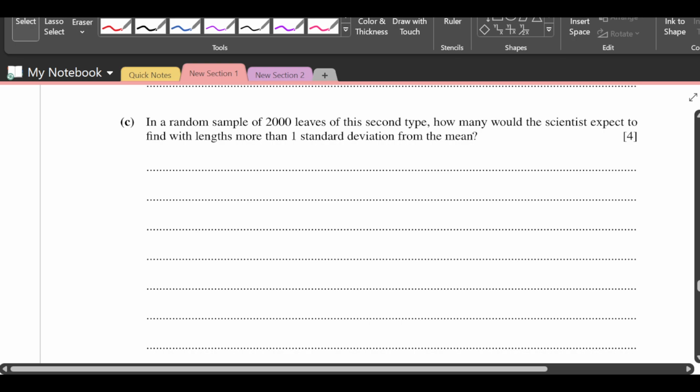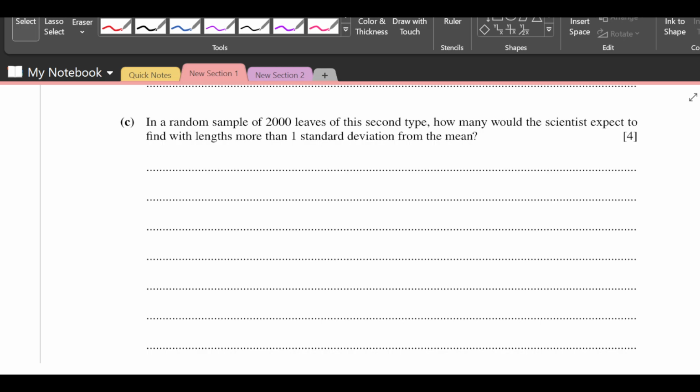Now part C. In a random sample of 2000 leaves of this second type, for the second type we have got mu and sigma. So in a random sample of 2000 leaves of the second type, how many would the scientist expect to find with a length more than one standard deviation from the mean?